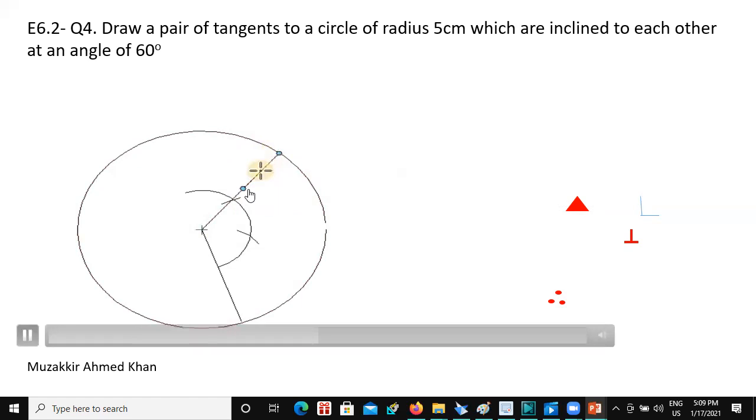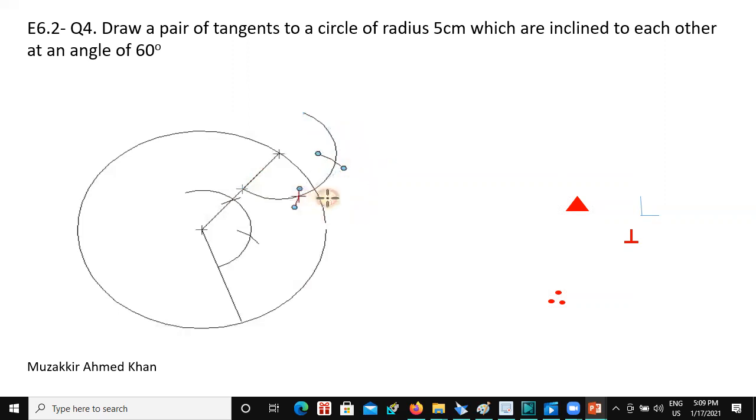I'll keep my compass over here, and at any distance, I'll draw an arc. Maintaining the same distance, for the second time, I'll keep my compass here. With the same distance, I'll cut an arc here. And again, I'll keep my compass onto this intersection point. I'll draw another arc over here.